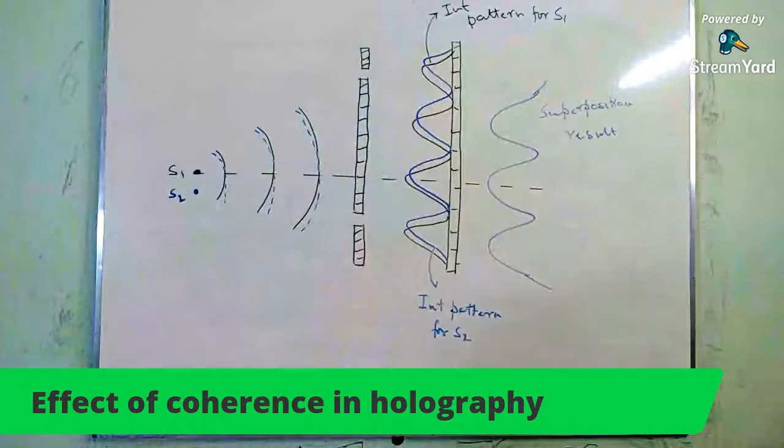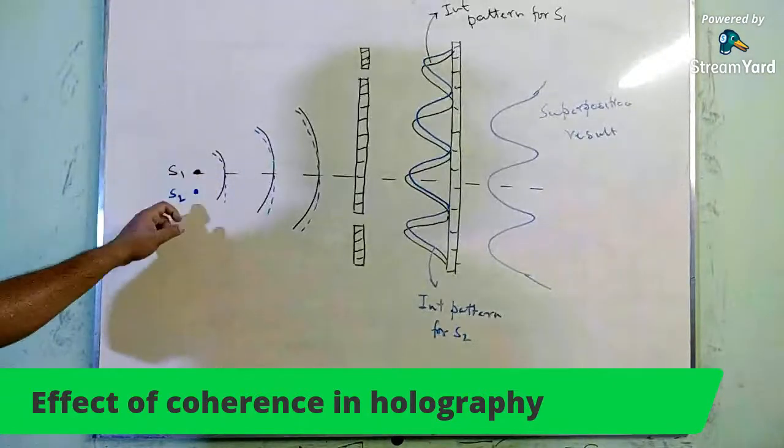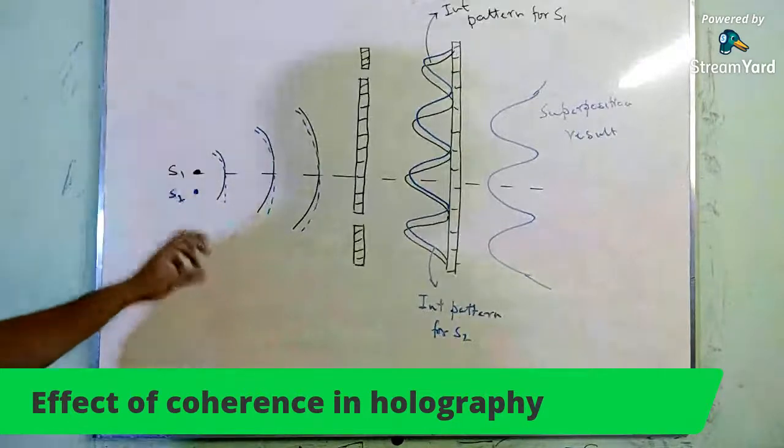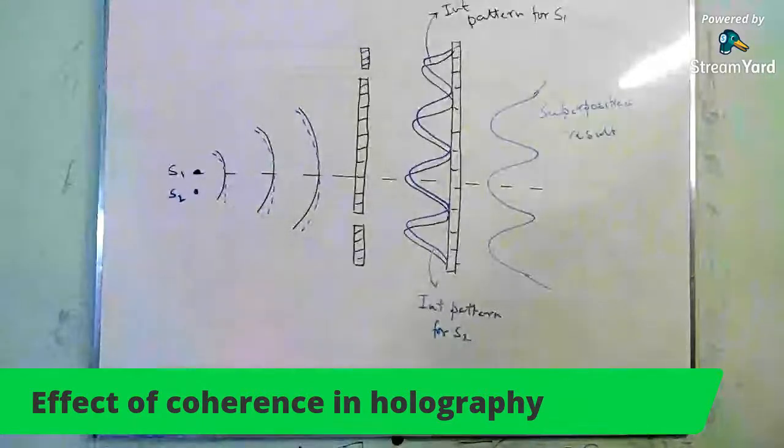Now for another point source S2, as this source contains these two point sources S1 and S2, I am talking about an extended optical source. Okay, so for another point source S2, of the same wavelength, which is slightly displaced from S1 with the same distance from the double slit, it will generate almost identical but shifted interference patterns on the observation plate.